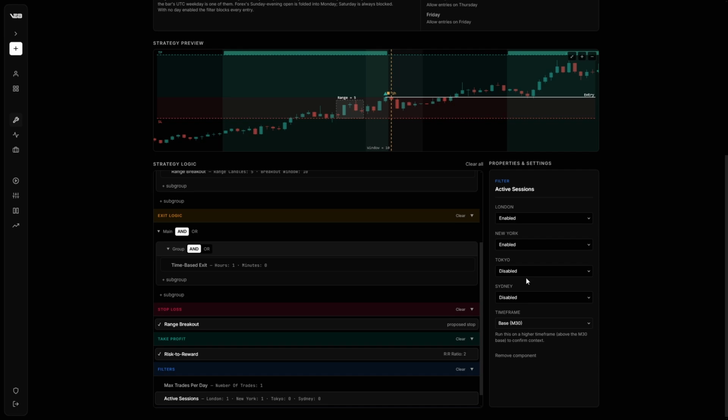And this becomes an optimization parameter as well. Different instruments behave differently, so some break during the London session, some during the New York, some during overlaps, and so we need to also optimize this per instrument.